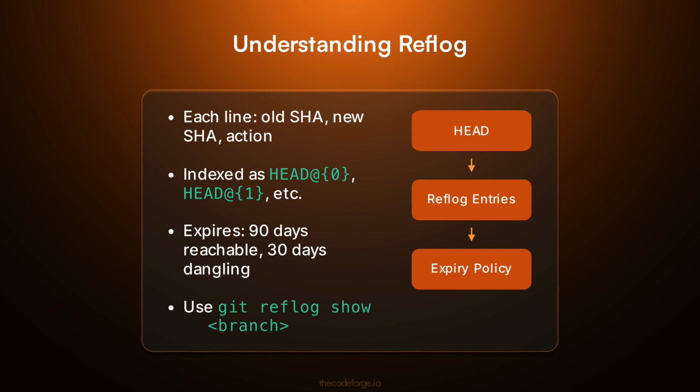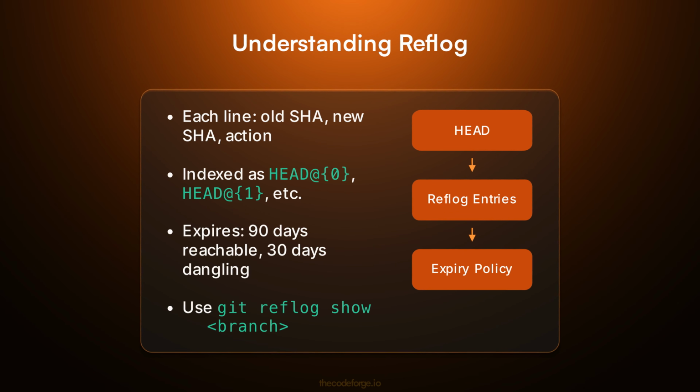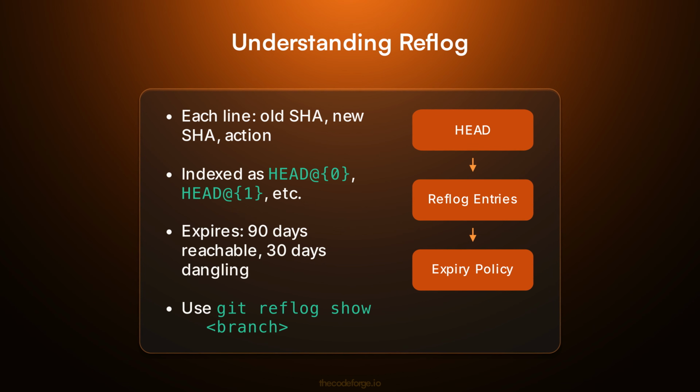The Reflog lives in .git/logs/HEAD. Each line records the old SHA, new SHA, committer, timestamp, and action description. git reflog displays a simplified view with an index like HEAD@{0}, the SHA, and the action. Entries expire after 90 days for reachable commits and 30 days for dangling commits.